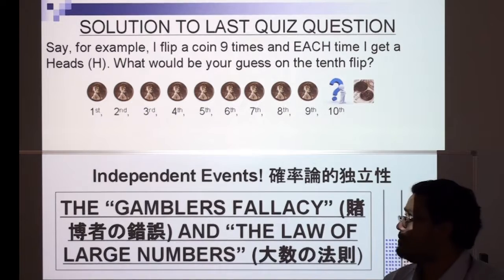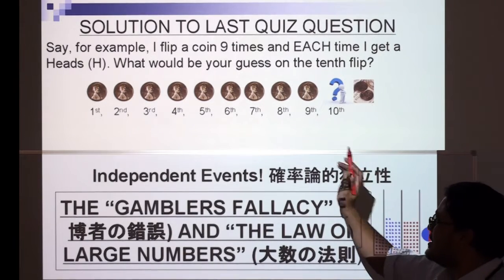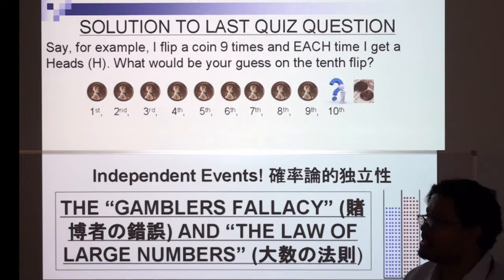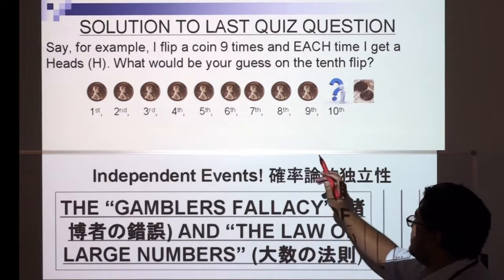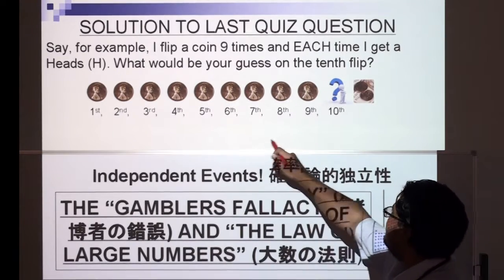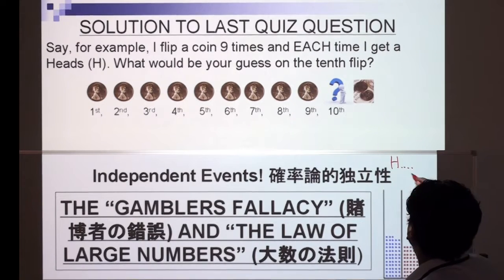Before we begin with today's topic, let's go through the solution to last week's question. Say, for example, I flip a coin 9 times and each time I get heads. What would be your guess on the 10th flip? So I flip a coin: 1st, 2nd, 3rd, 4th, 5th, all the way to the 9th. I get heads all the way. So on the 10th, what's your guess?